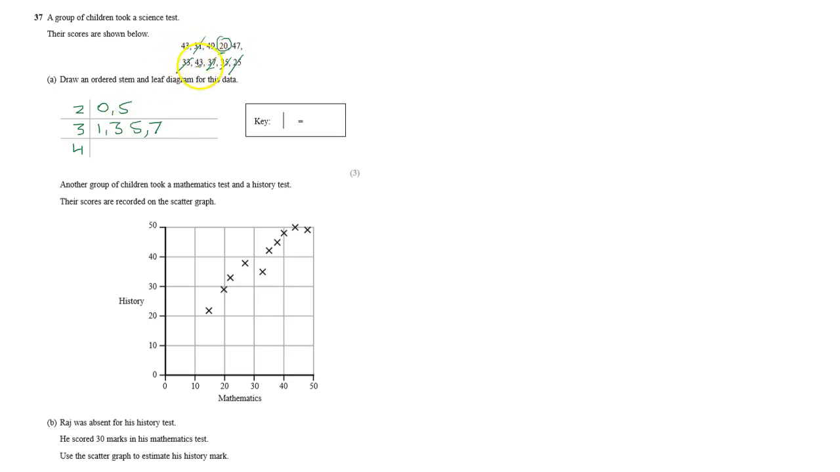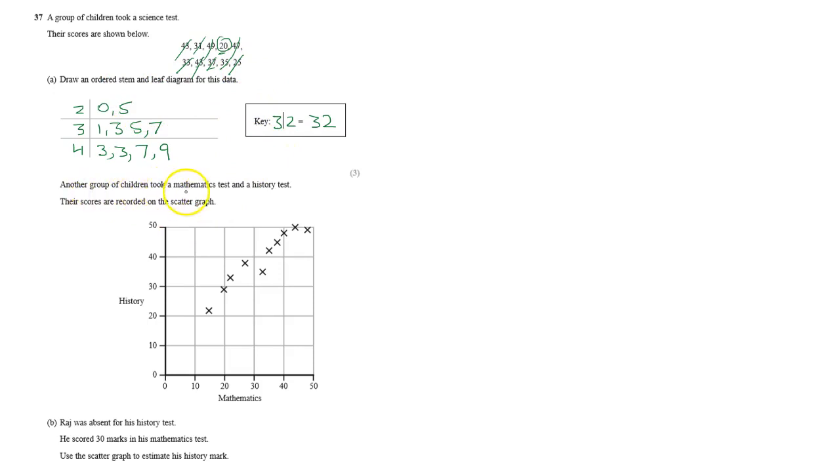Now with 4 we have 43, then another 43, then we have 47, and we have 49. The key is 32 is equal to 32. You can write any number there. That is a part of question number 37.